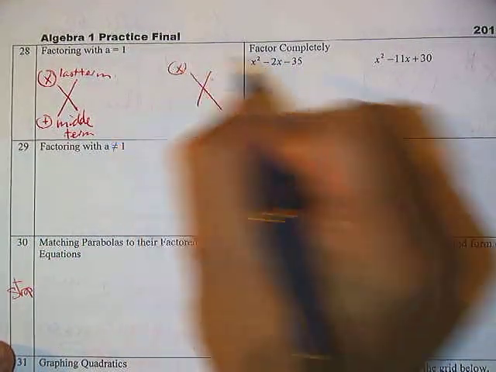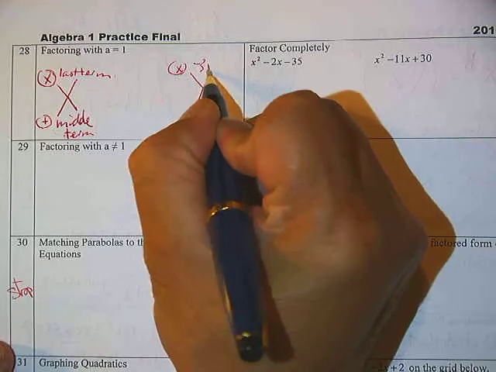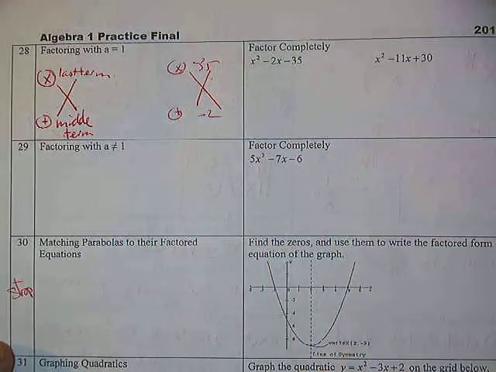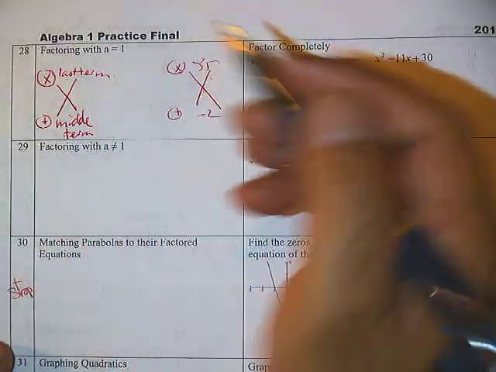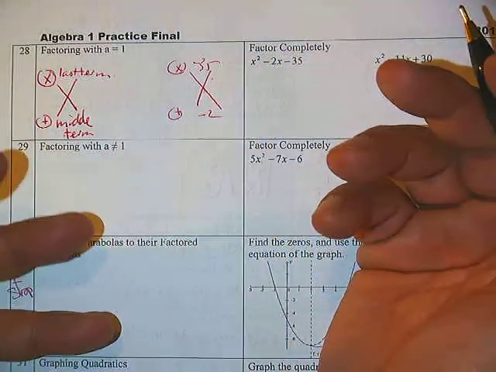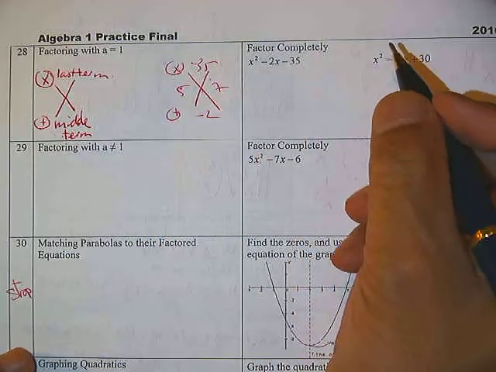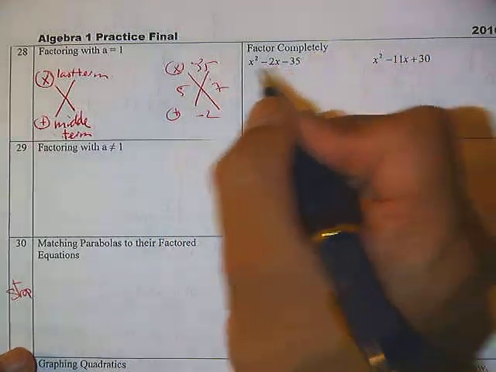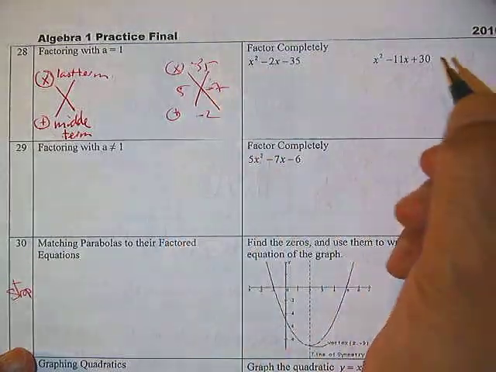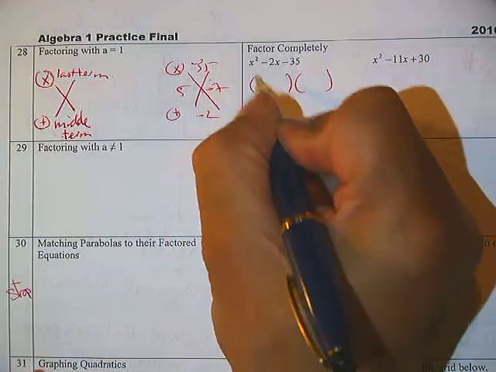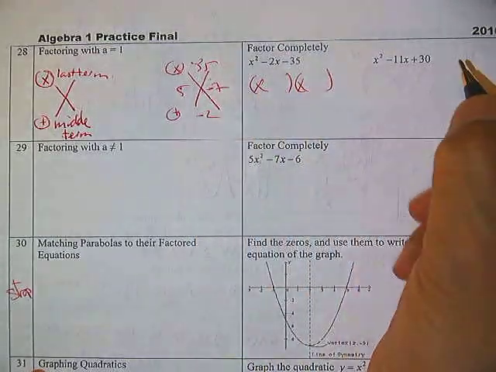Let's do 28. So 28 is about factoring trinomials when the leading coefficient is 1. That's really easy. You just have to ask yourself what multiplied gives you the last term and adds up to give you the middle term. So for this, what multiplied gives you the last term, that's negative 35, and adds up to the middle term, which is negative 2.